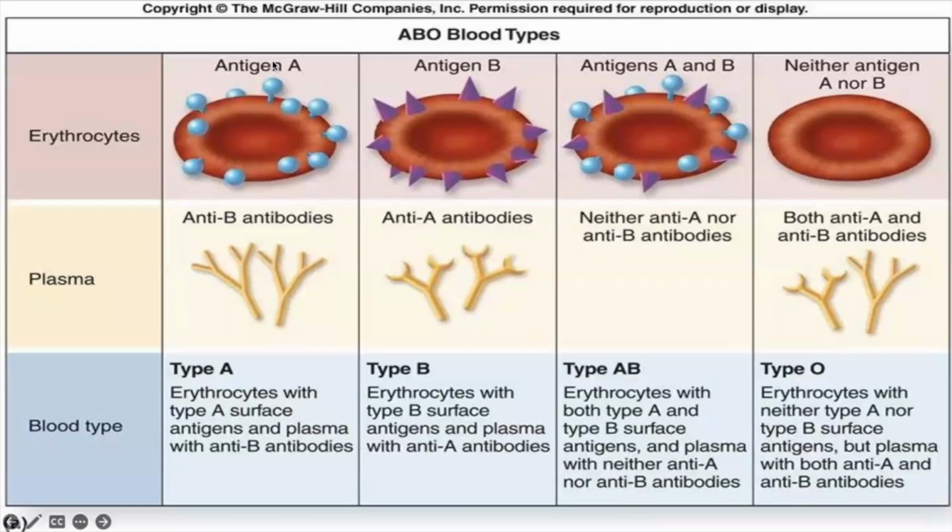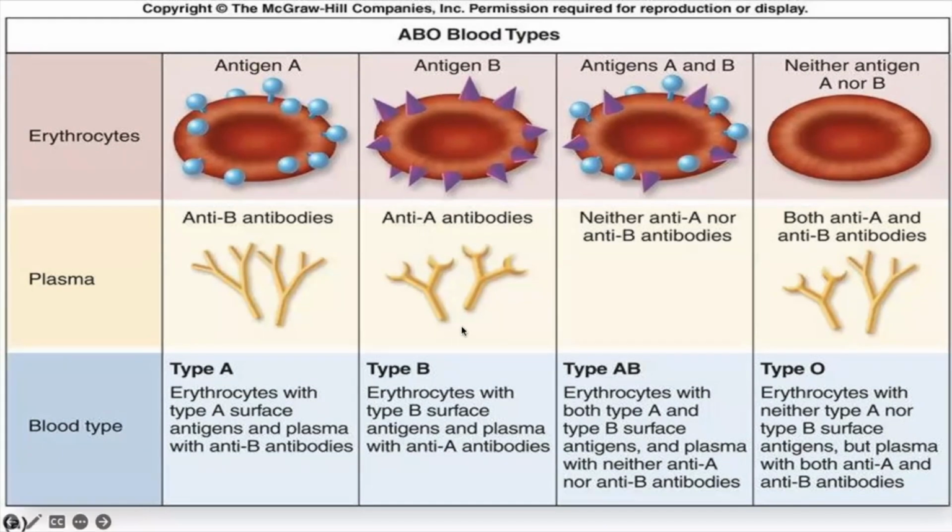Now, persons who have antigen A would have a blood type of A. It could be A positive or it could be A negative. Persons who have antigen B on their red blood cells would have a blood type of B positive or B negative. Persons who have both antigens A and B on their red blood cells are known as having blood type AB, whether AB positive or AB negative. And if you don't have either antigen A or antigen B on your red blood cell, then you are known as having blood type O, whether O positive or the more rare O negative.